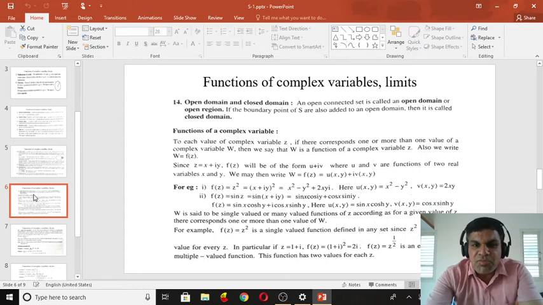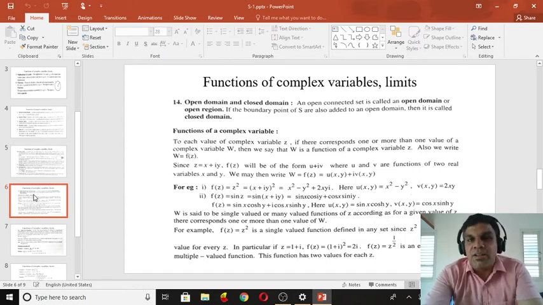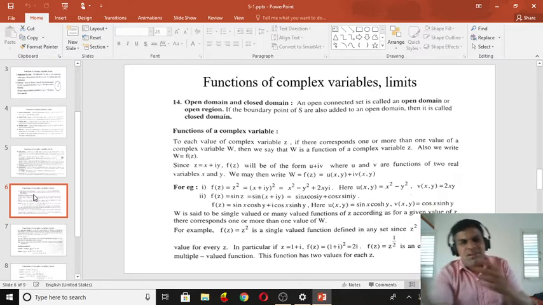An open region, if the boundary points of S are also added, so we are considering the boundary points. That's called a closed domain. So it comes to the next section. This is all our basic.